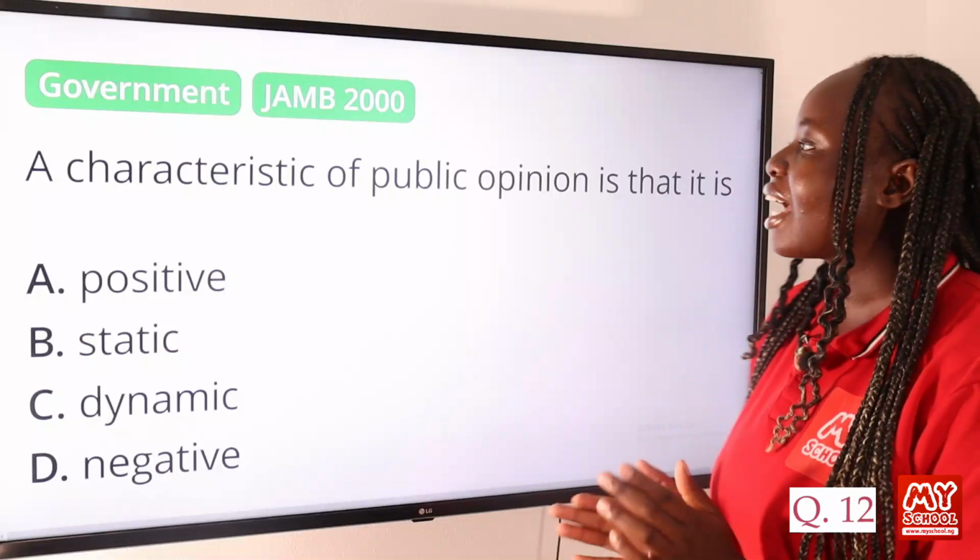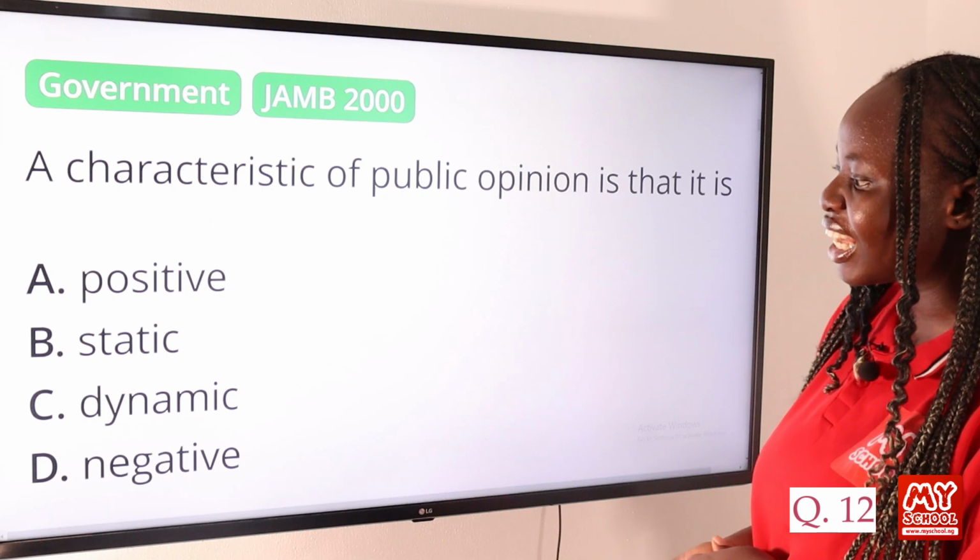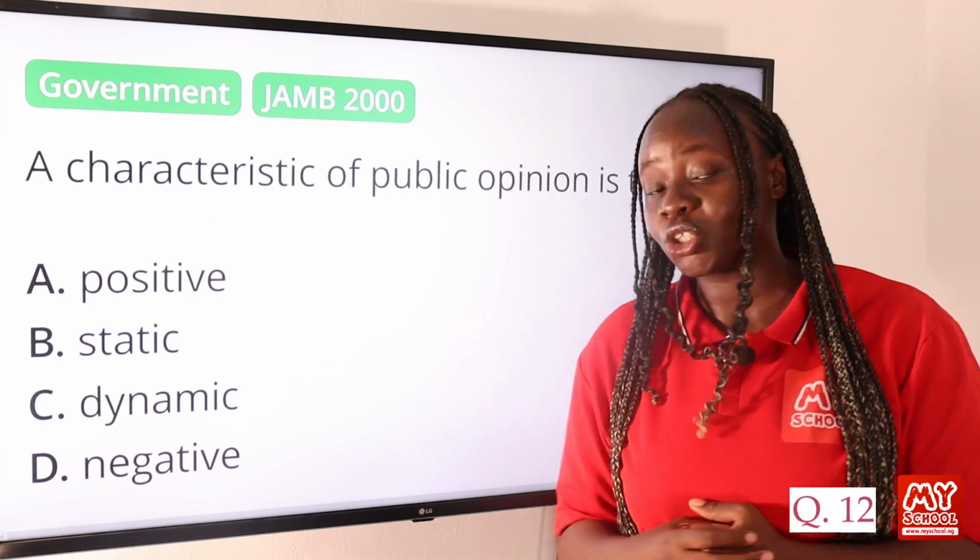Question 12. A characteristic of public opinion is that it is A, positive, B, static, C, dynamic, and D, negative. So the answer to this question is option C, dynamic.